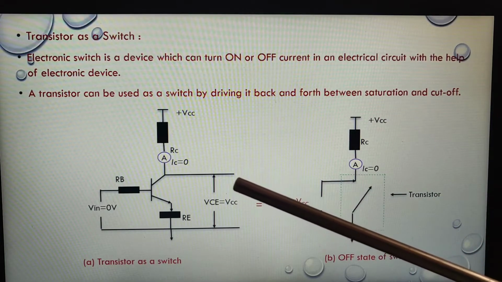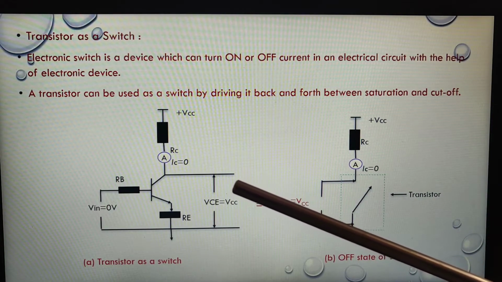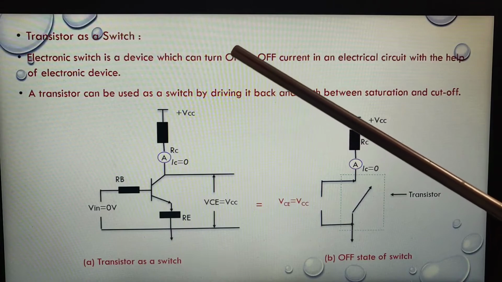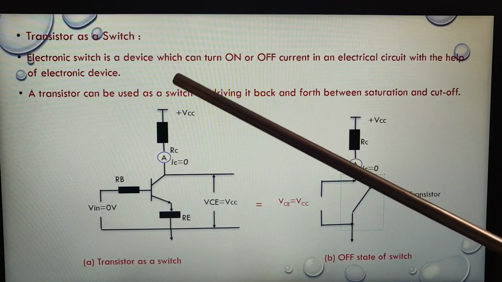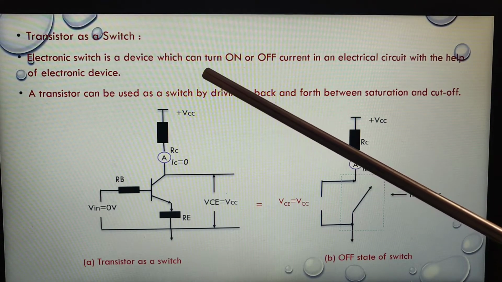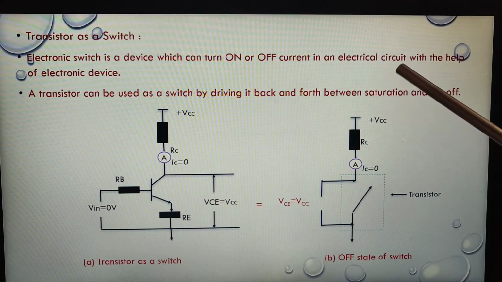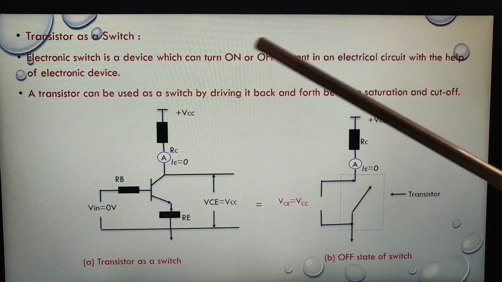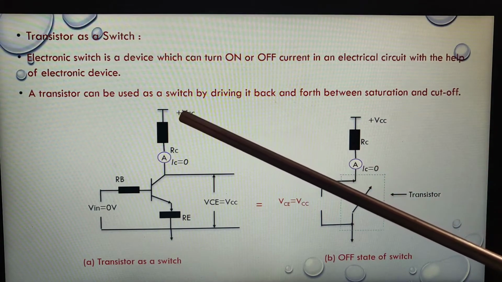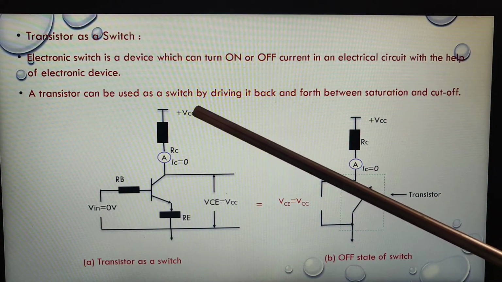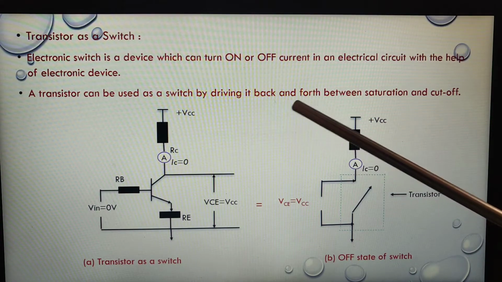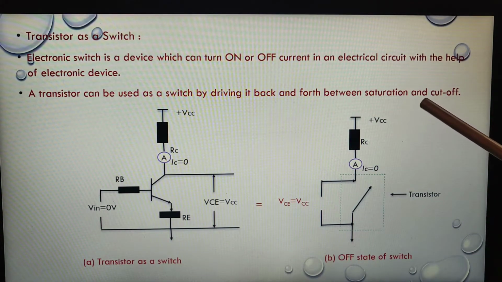So now we consider the next point, transistor as a switch. An electronic switch is a device which can turn on or off current in an electrical circuit with the help of an electronic device. A transistor can be used as a switch by driving it back and forth between saturation and cutoff region. Okay.